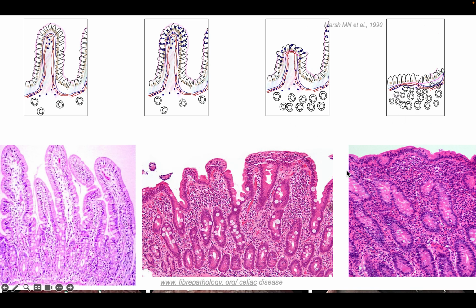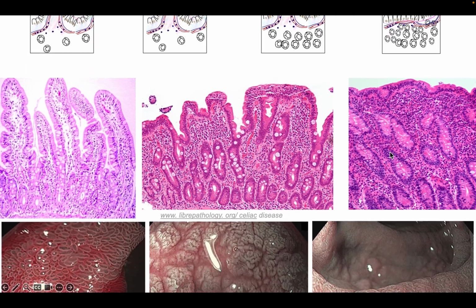Okay, and this one is the flattened villi, no villi at all. This is a flat mucosa, atrophied mucosa. Okay, and you can see the crypt atrophy here. So this is the type 4 of Marsh.